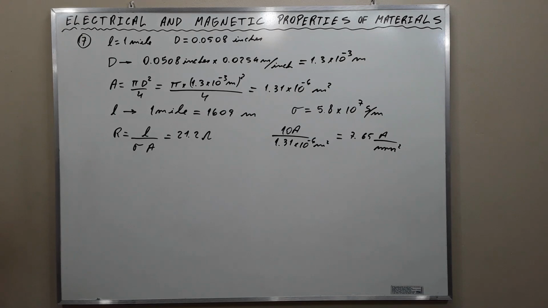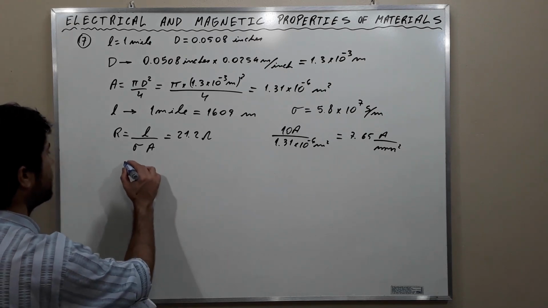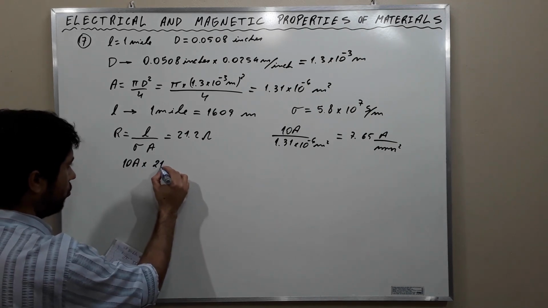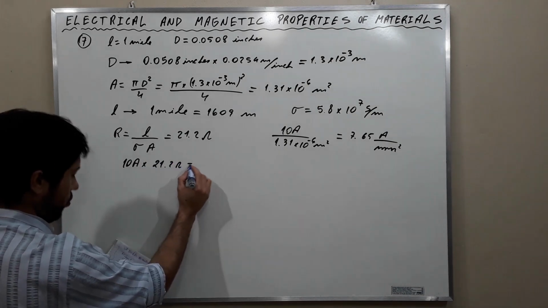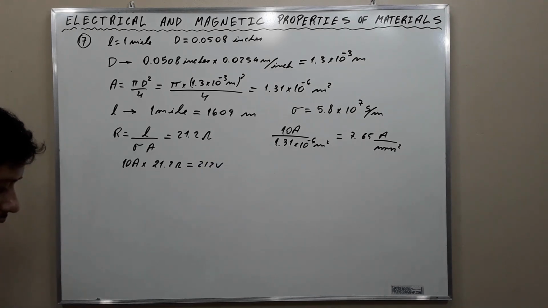With this current, the potential difference between the two ends of the wire is 212 volts. How do we calculate the voltage or potential difference between the two ends of the wire? We simply multiply the current, 10 amps, by the calculated resistance, which is equal to 212 volts. The electric field intensity can be calculated using this voltage here.